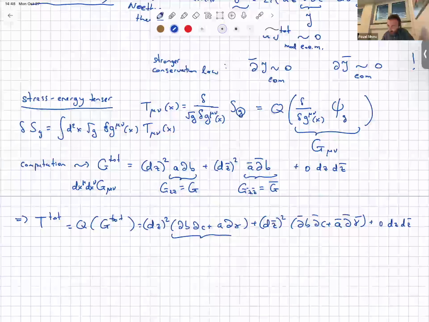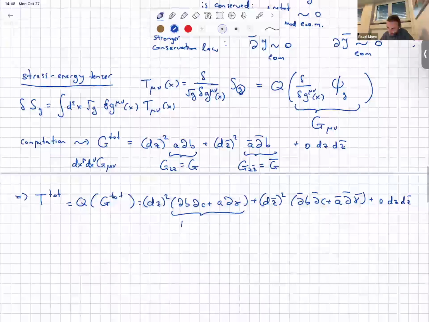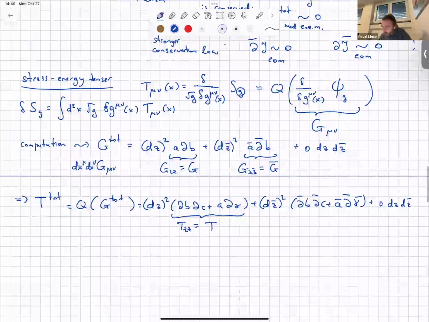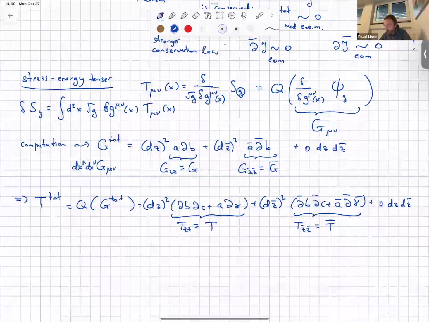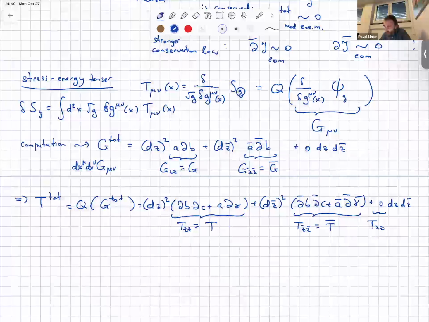So the coefficient of dz squared is the zz component of the stress energy tensor, which one commonly denotes capital T in the CFT notations. This is the z bar component, which one commonly denotes T bar. And 0 is, of course, the z z bar component. The fact that it is 0 is exactly the statement of conformal invariance, because what T z z bar measures is the reaction of the action to a small Weyl transformation. And so invariance with respect to Weyl transformations of a metric is exactly the vanishing of T z z bar.